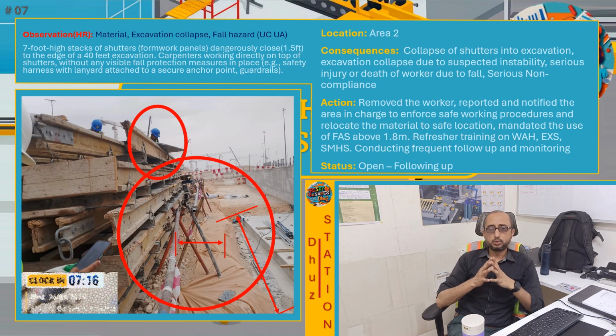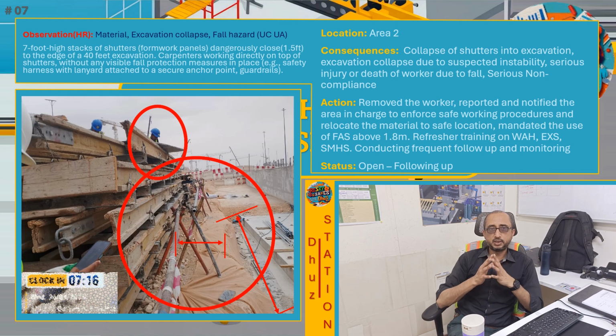Location is area 2. Consequences: suspected collapse of the material into the excavation, and then collapse of the excavation wall or a big chunk of the stone or part of the wall due to extra pressure, and also at the same time the fall of the worker. These may result in even a multi-fatality incident or serious injuries or disabilities. Also, it is a case of very serious non-compliance, and an NCR is suspected anytime.